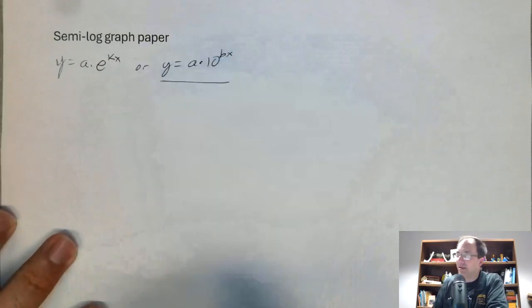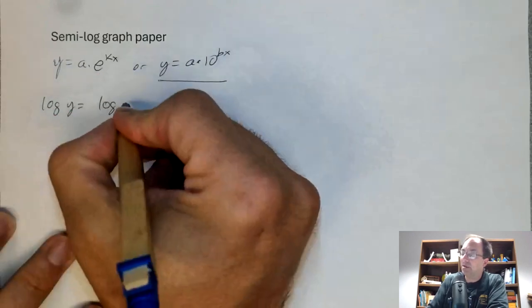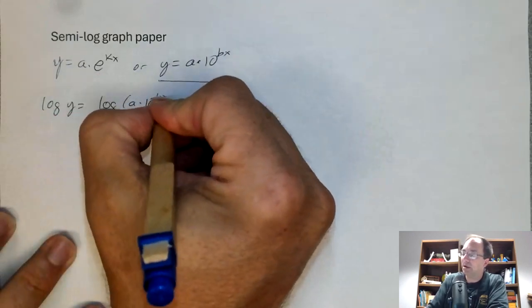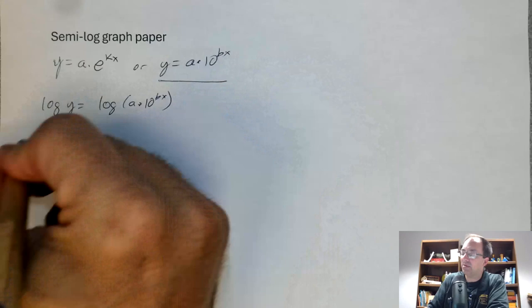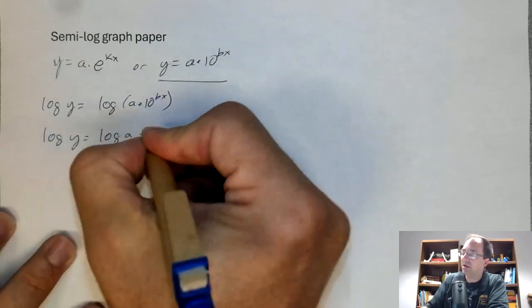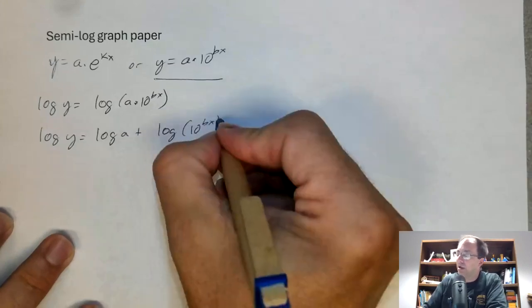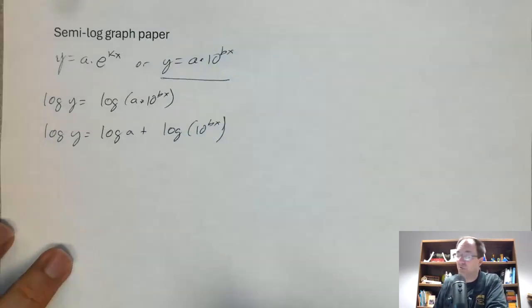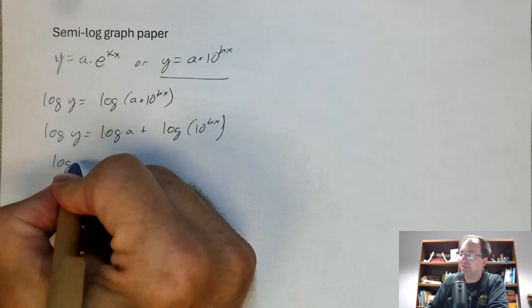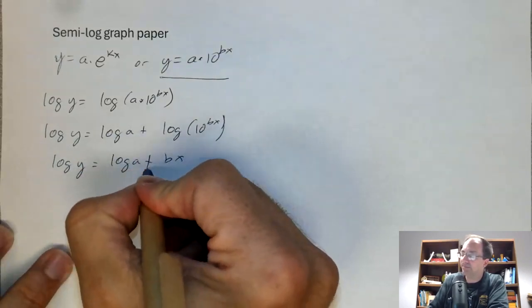So if we think about it like this, then I can take the logarithm of both sides and then simplify. And so if we do that, we get the log of y equals the log of a plus log of 10 to the bx. And we know the log of 10 is just 1, so this simplifies a little more to the log of y equals the log of a plus bx.